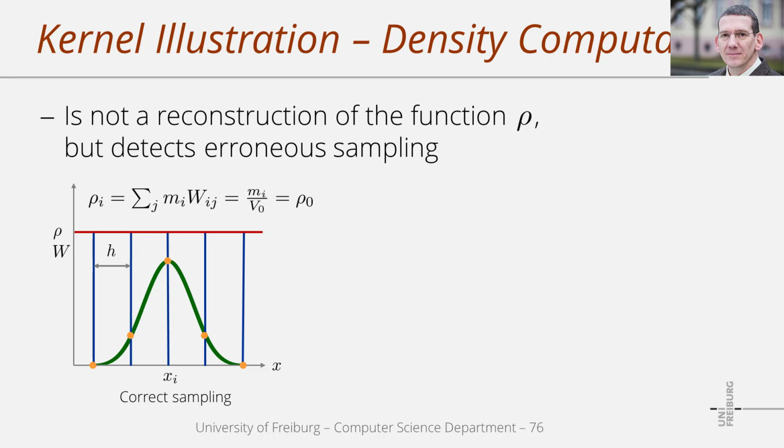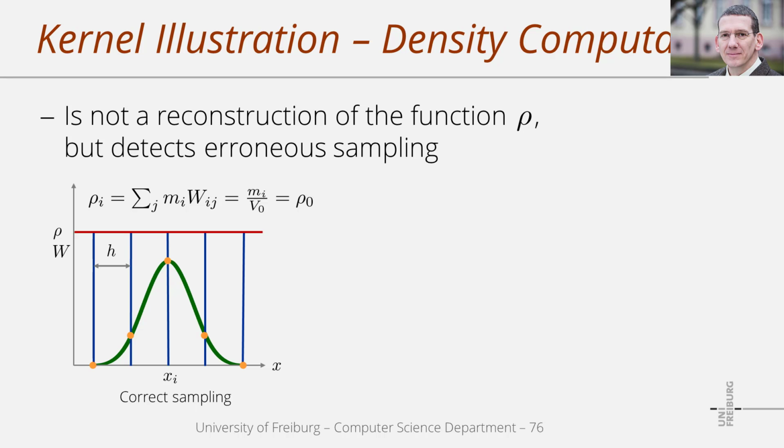If we multiply this term with the particle mass, we get the particle density ρ. Now here in this 1D illustration, the desired rest volume V0 of a particle is equal to h, so for a perfect sampling the particle density ρi is equal to the desired rest density ρ0.